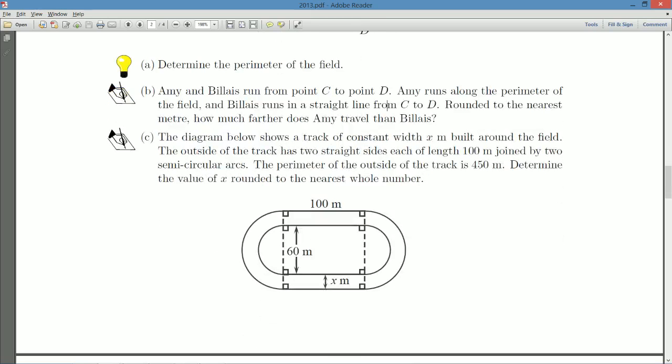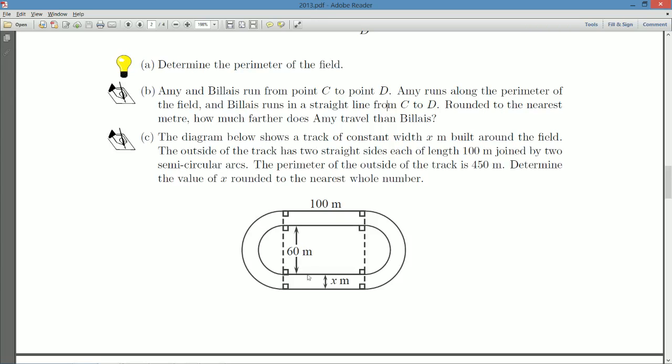The diagram below shows a track of constant width x meters built around the field. Okay, so here we have x meters, so this distance x meters, this is x meters, x meters, x meters, okay? So some unknown distance, everything sort of has been pushed out. The outside of the track has two straight sides, each of length 100 meters, joined by two semicircular arcs. Okay, that makes sense. The perimeter of the outside of the track is 450 meters. Determine the value of x rounded to the nearest whole number. Okay.